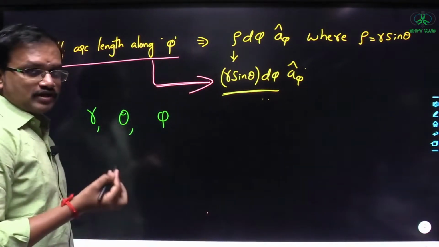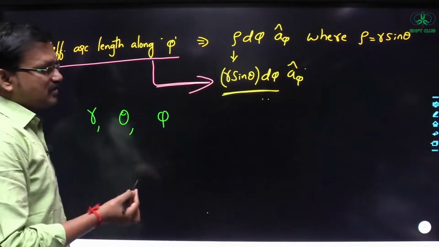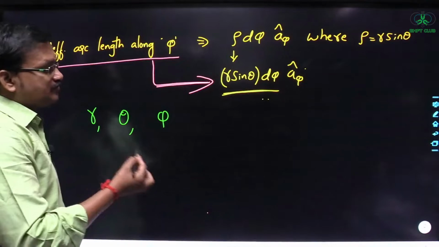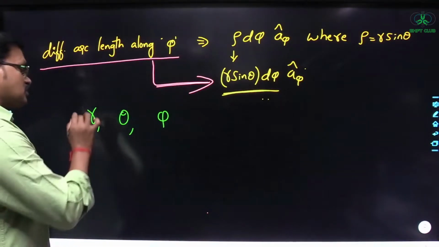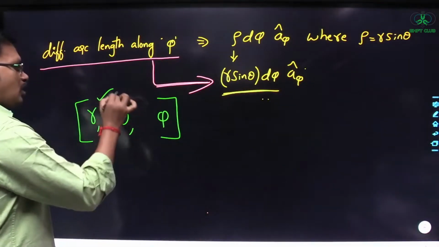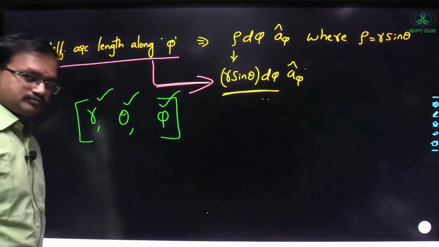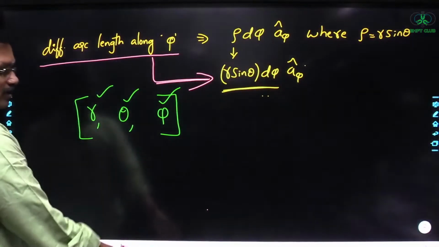So we have seen what is phi, what happens as phi varies, what is the range of phi, and what is the differential arc length along phi. So these things we have completed, which means we have done a detailed analysis about r, theta and phi, right? So what are the differential lengths here?